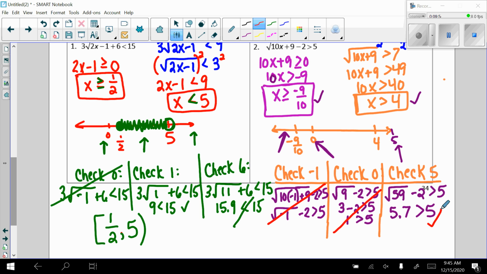And that is true. So that means our solution goes from the numbers that are bigger than 4. Okay, remember we go back to this, bigger than 4 to infinity. And using interval notation, we would use parentheses, 4 comma infinity, and another parenthesis because we can't quite reach infinity.